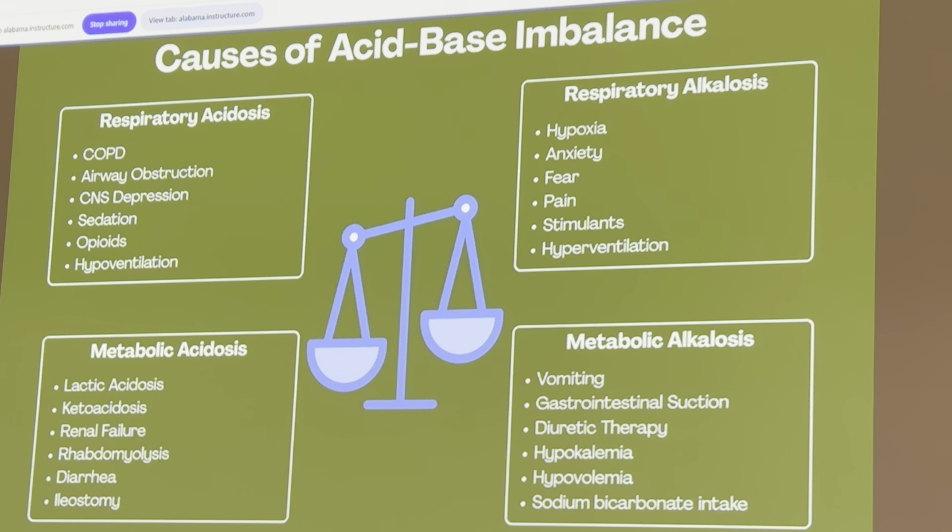So let's practice some basic ABG interpretations. Patient presents with a pH of 7.3, CO2 of 50, and a bicarb of 24. What is the likely diagnosis here? I hear respiratory acidosis. Everybody in agreement? Yes. Okay.